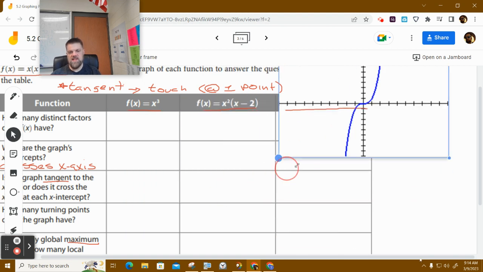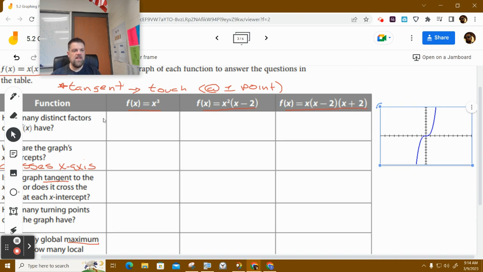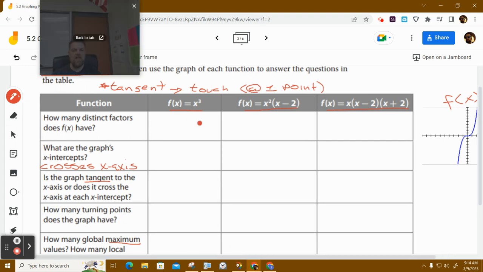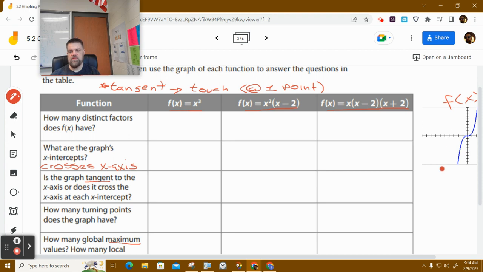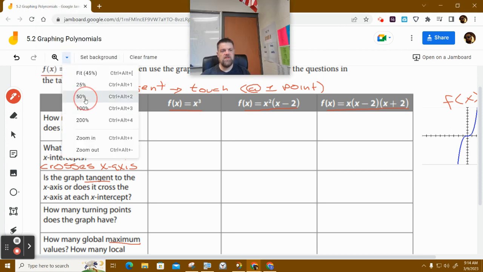I'm just going to post it somewhere over here to the side so that we have room. And you should probably sketch it as best you can. So just kind of over here to the side. And then maybe just kind of label the function. So just kind of sketch it as best you can and then say f of x equals x cubed. Okay. So now for this first column, we're going to fill out all this information for this graph. I think I need to zoom out just a little bit.